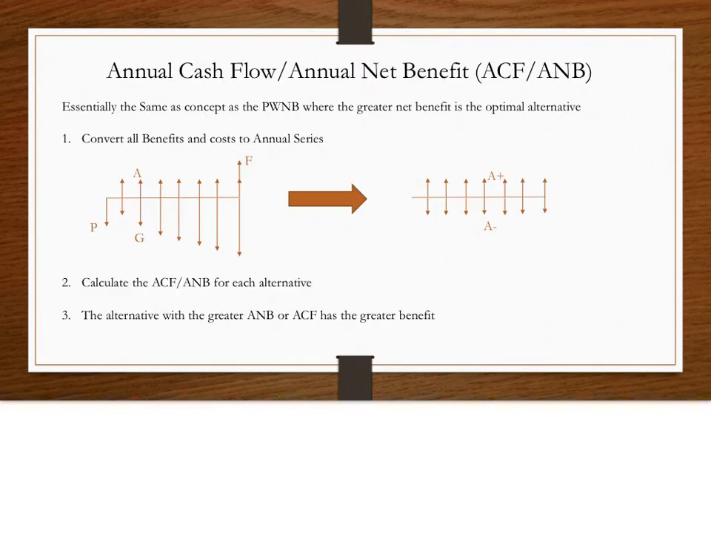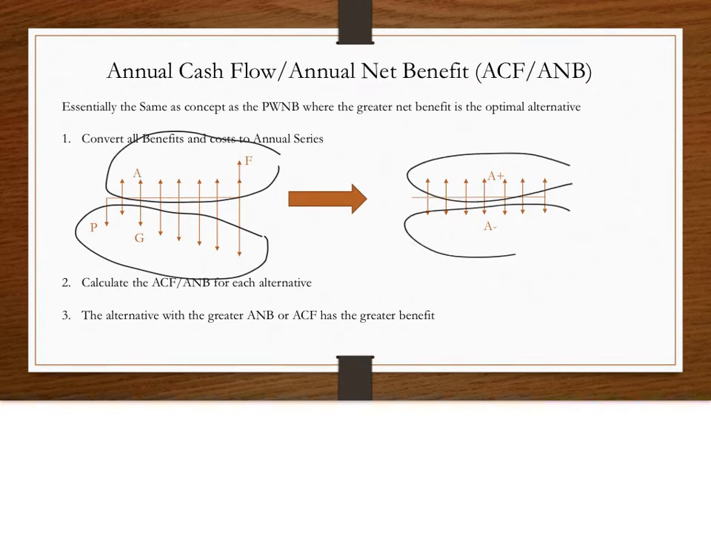Annual cash flow, or annual net benefit, is based on the same principle as present worth net benefit, except here we are converting all of the costs and all of the benefits to an annual series. So whichever alternative has the greater net revenue at the end of each year of its project life is the project that is more beneficial overall.